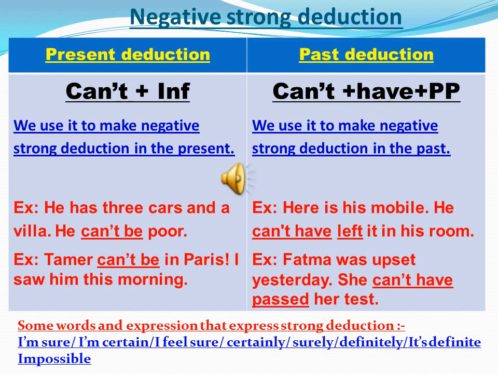In the second example, Tamer can't be in Paris. I saw him this morning. I feel sure that he is here. I saw him this morning, so I feel sure that he can't be in Paris. He is here. So we use can't plus infinitive to make negative strong deduction in the present.